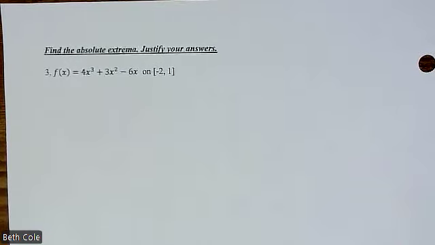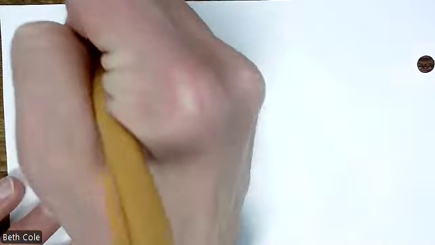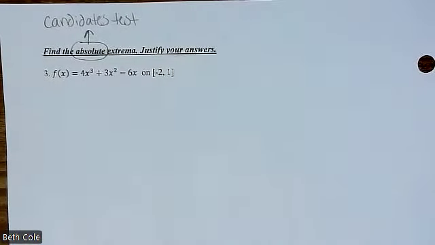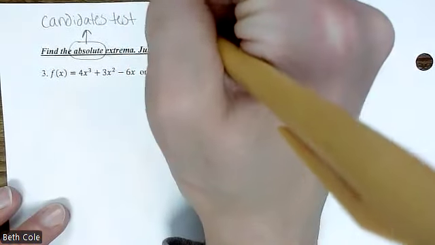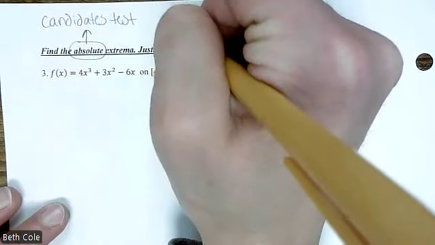All right, so this one does not say find the relative extrema. What does it say? Find the absolute extrema. So when it says absolute, that is what's called the candidates test. And your candidates are your endpoints and your critical points. So your candidates are endpoints and critical points.